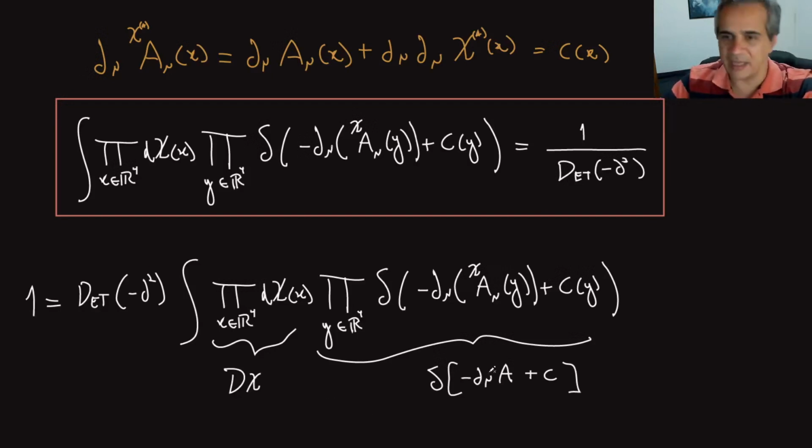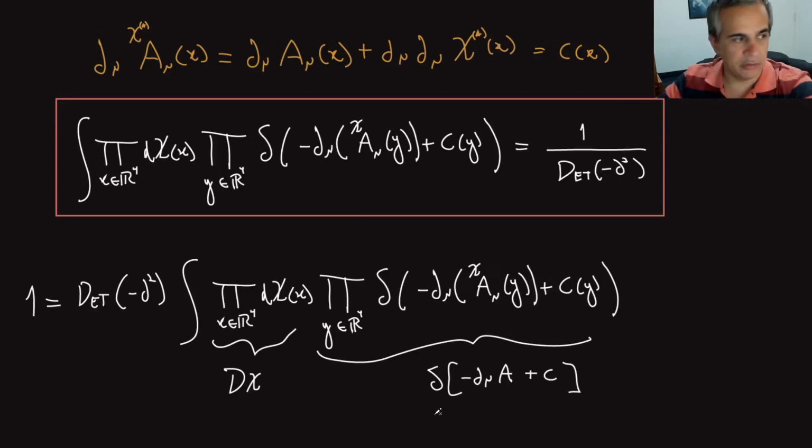If I have an identity like that, I can then plug this in. This is just the number one. I can plug this thing inside my path integral, and then this Dirac delta will enforce the gauge fixing in my path integral. That's what I want to do. But I need to prove this, which is inside this red box here, first. So let's get to that proof.